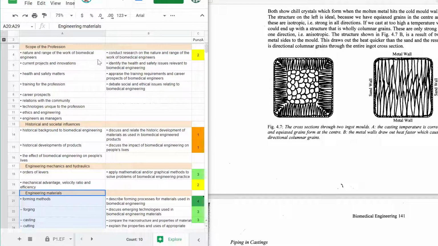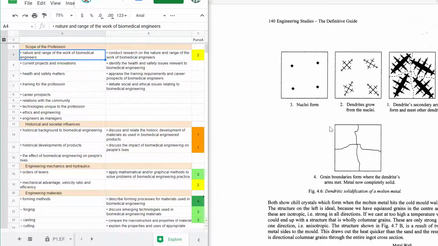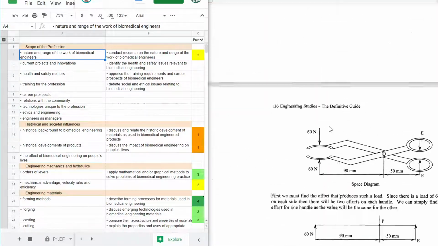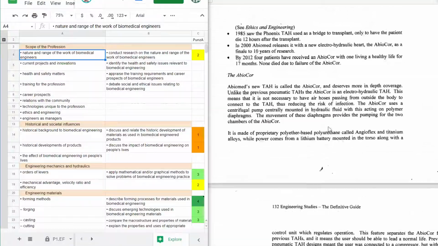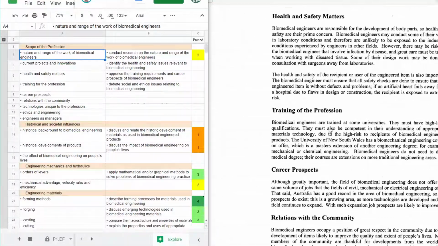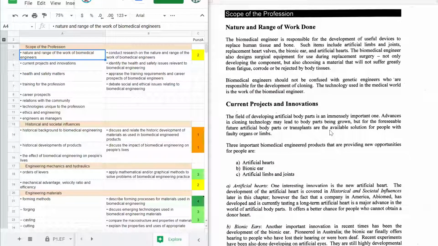So let's have a look. First of all, the nature and scope of the profession. Let's have a look at what that looks like in the textbook. Copeland doesn't go into that in huge amounts of detail, but it talks about what biomedical engineers do.